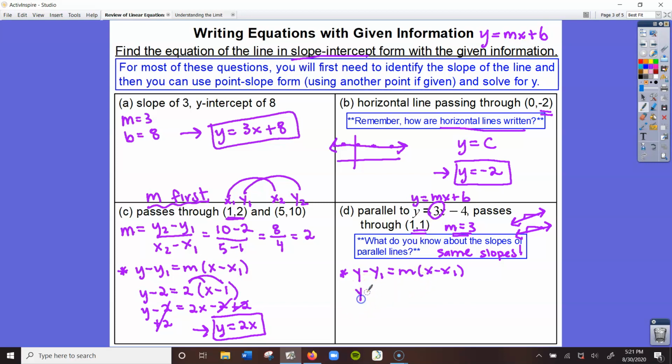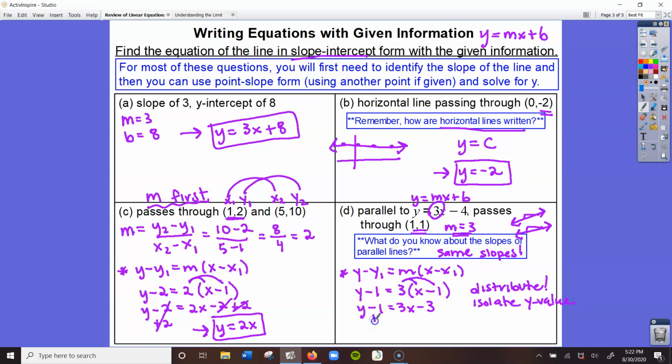So we're going to do y minus 1, that's the y value, equals the slope, which is 3, times x minus the x value, that's 1. Remember our 2 steps. First, we distribute. So we have y minus 1 is equal to 3x minus 3. Then your next step, your last step, is to isolate the y value.